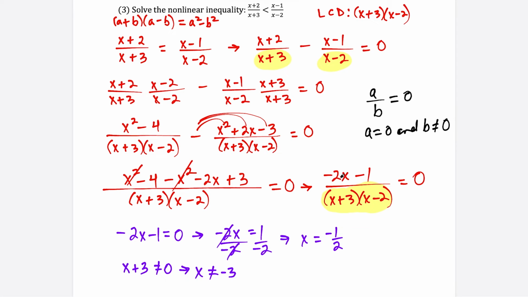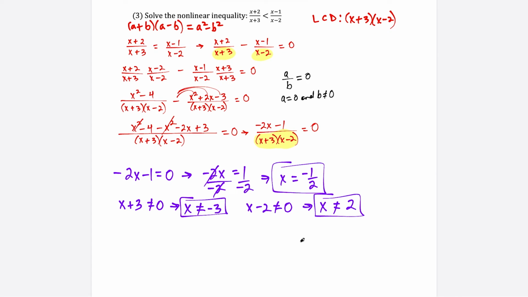And by that same line of thinking, we also have to say that x minus 2 also cannot be equal to 0, because if x minus 2 is equal to 0, we would have division by 0 on the right side of the inequality. So this tells us that we can't have x equal to positive 2. Okay, so these are the significant x values that we have to include when we are building our number line. So now let's build a number line here to find our solution set.